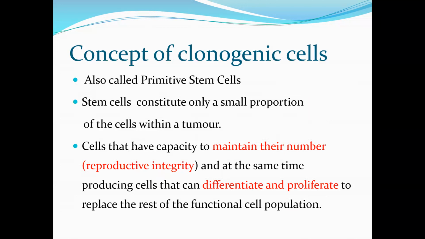So what is the concept of clonogenic cells? They are called primitive stem cells. Stem cells constitute only a small proportion of the cells within a tumor. These are cells that have the capacity to maintain their number and at the same time produce cells that can differentiate and proliferate to replace the rest of the functional cell population.